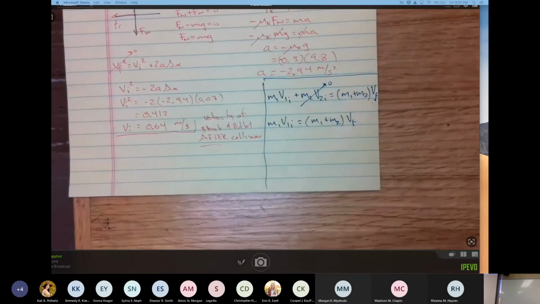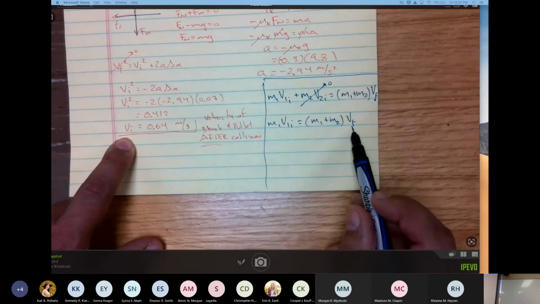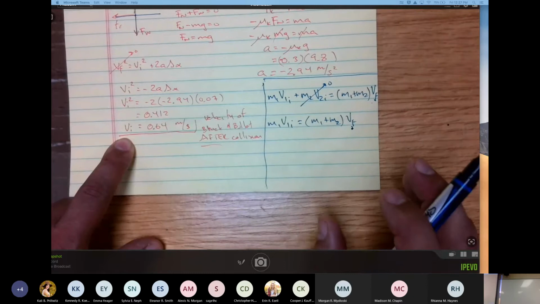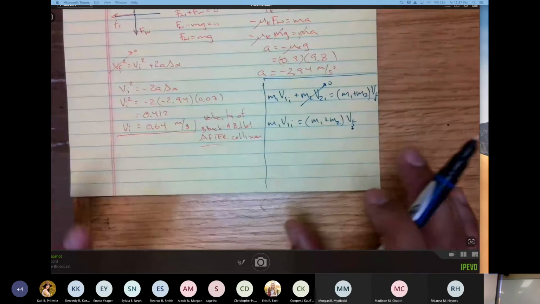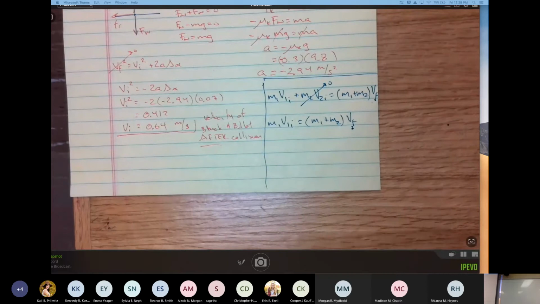It makes sense that this velocity is the same as this one. Even if the names of the variables are a little bit different, they represent the same thing. It's the velocity of the block and the bullet after the collision. So from here, I can find the initial velocity.